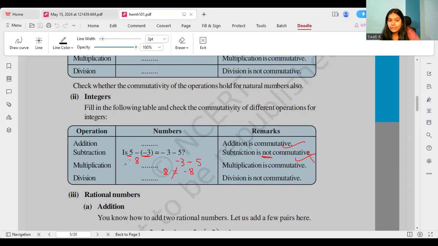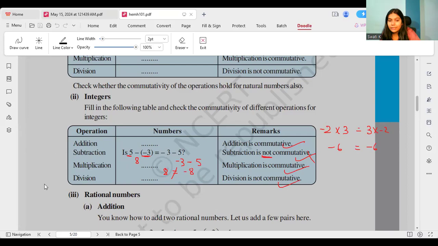Next, multiplication, it is commutative. You take any integer, let's say minus 2 into 3, the answer is minus 6. If you take 3 into minus 2, the answer is still minus 6, which are same, so commutative. Division is not commutative, same reason, okay? It will not be commutative.